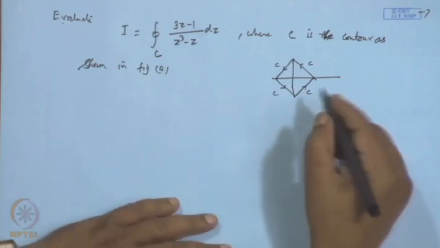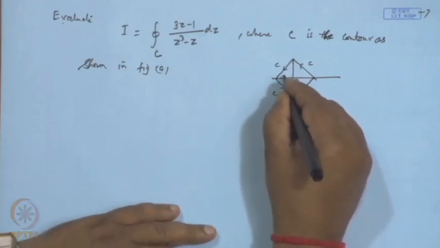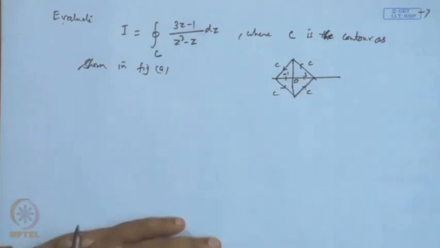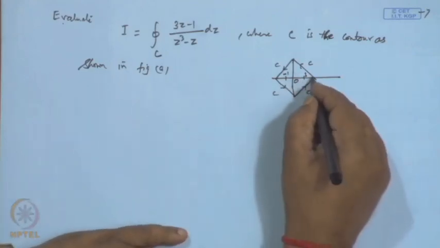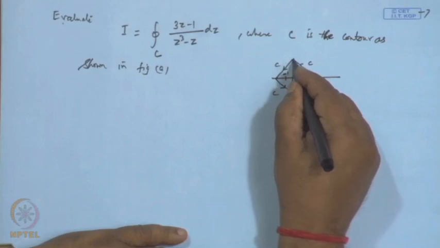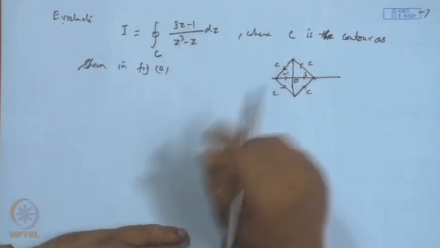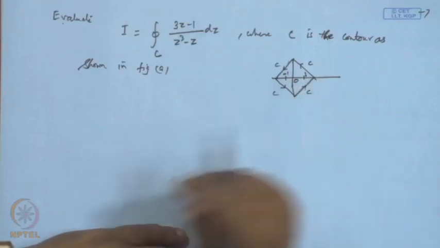This C encloses the points minus 1, 0 and 1. These are the points. We are interested in finding the value of the line integral of this function along this path, along this closed curve. C is the closed curve.